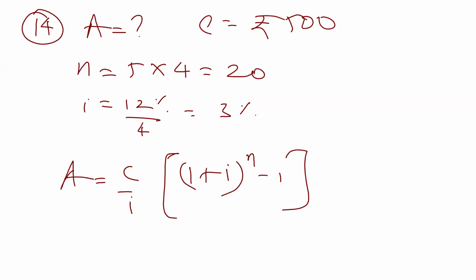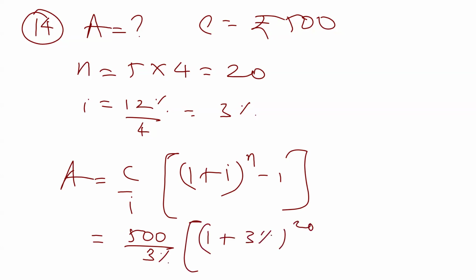You can put the respective values. C is equal to 500. I've taught you this calculation in the earlier session from the exercise questions. Just I'm putting these values and I'll stop at a certain point. Raised to 20 minus 1. So this value will be given to you.